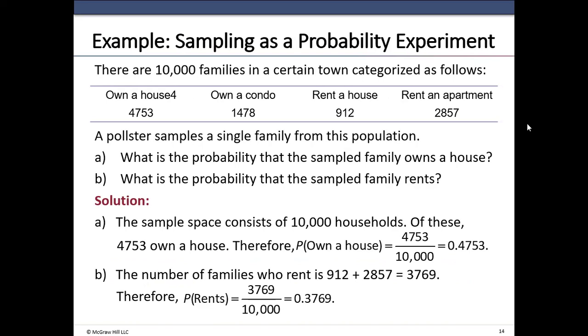Some of them own a house, some of them own a condo, some of them rent a house, some of them rent an apartment. A pollster samples a single family from this population. What is the probability that the sample family owns a house?